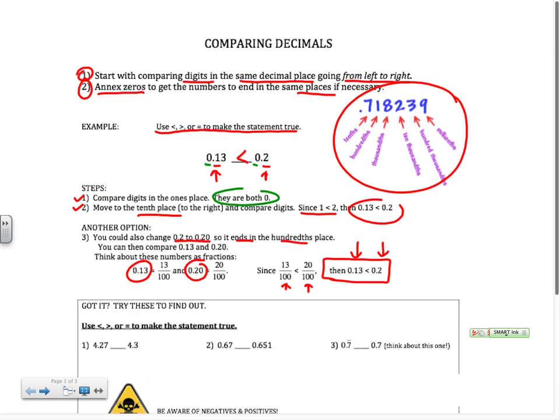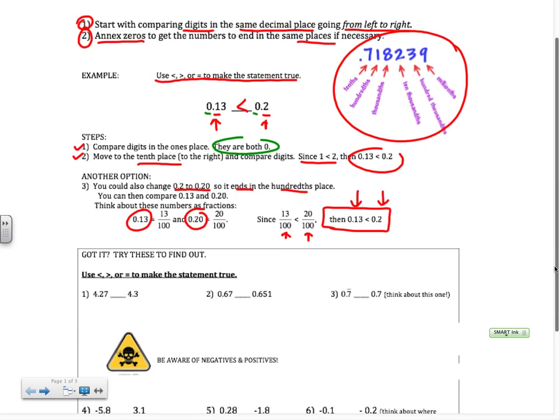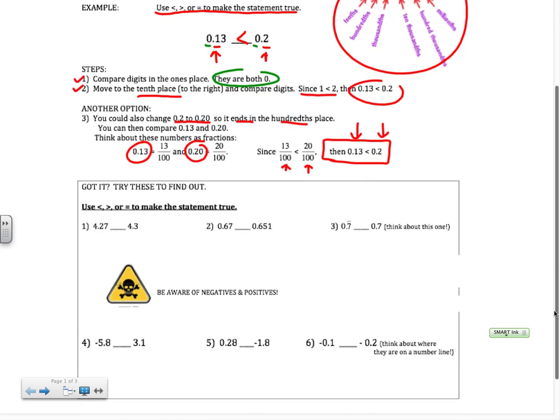So a lot of different ways you can do it. Choose the way that works for you in your thinking, and try these to find out if you get it. So I'll do the first one with you. It says use less than, greater than, or equal to make the statements true. So here I have a 4 in my ones place, a 4 in my ones place. So I have to move to the next spot to the right. In my tenths place, I have a 2 and I have a 3 here. So since 2 is less than 3, 4 and 27 hundredths is less than 4 and 3 tenths.